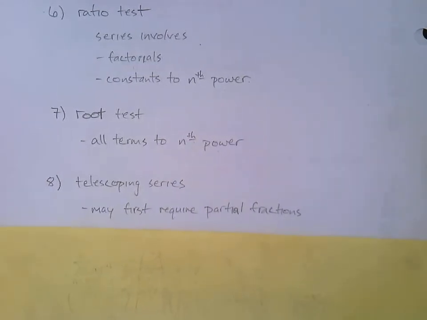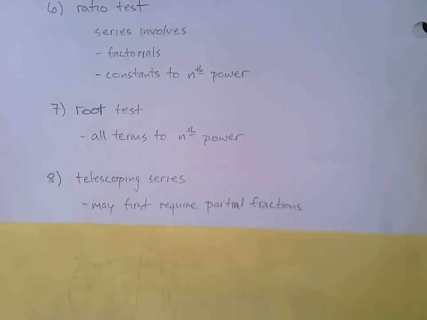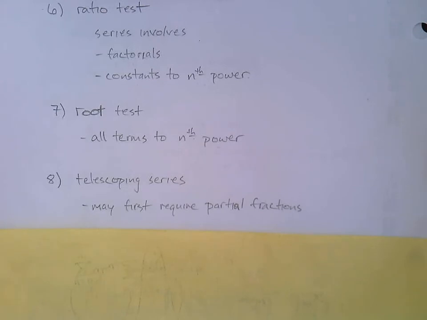Now we're going to hit some of the series that we actually studied earlier in the chapter, but I list them later in my strategy here. Number 8, the telescoping series. So if you're going through your list and you're like, I don't see any factorials, I don't see anything to the nth power, I see this other thing. Maybe it's a telescoping series.